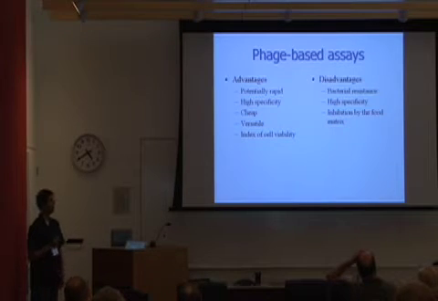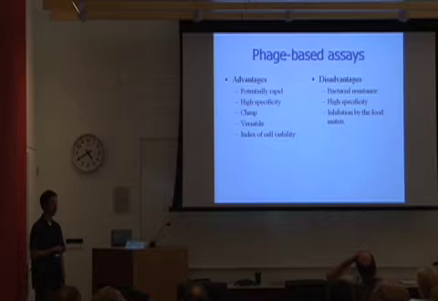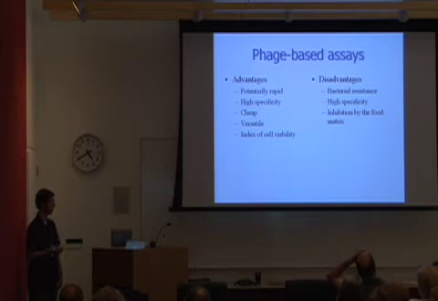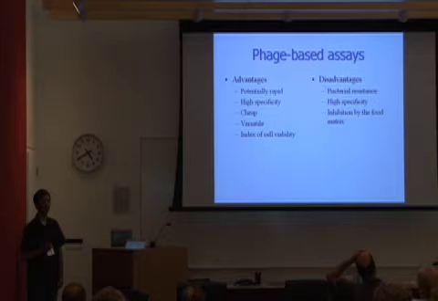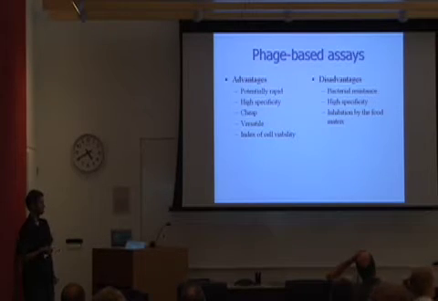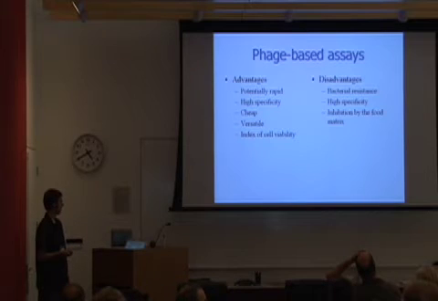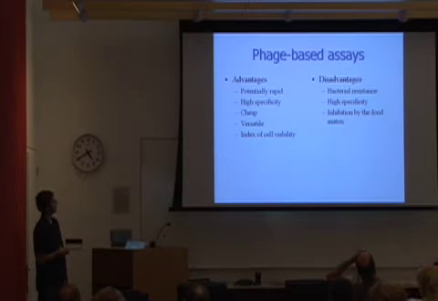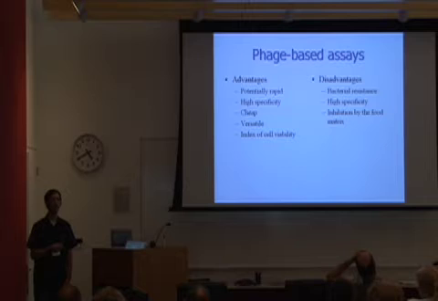So the advantages of phage-based assays are that they're potentially very rapid. They have high specificity. They're relatively cheap. They can be versatile, and they also give you an idea of cell viability if you're looking at certain methods. A disadvantage, of course, is bacterial resistance. Well, high specificity is an advantage, but high specificity is also a disadvantage.